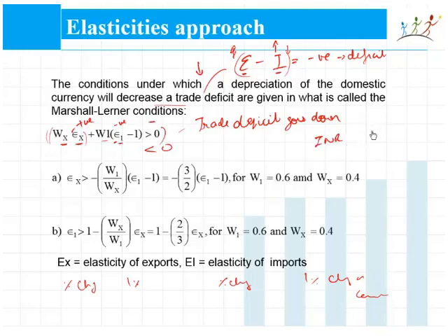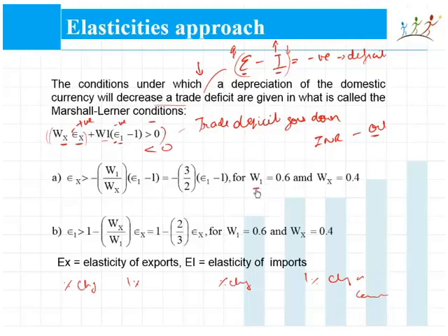if the elasticity of oil imports, so it's a commodity that India imports heavily, is inelastic, so oil imports don't come down, then the deficit will increase because the currency depreciation will increase the import bill or increase the cost of these oil imports. So please try to memorize the Marshall-Lerner conditions, that is the weight of exports into the elasticity of exports plus the weight of imports into the elasticity of imports minus 1 should be greater than 0 for the trade deficit to decrease. Otherwise, the trade deficit will increase.